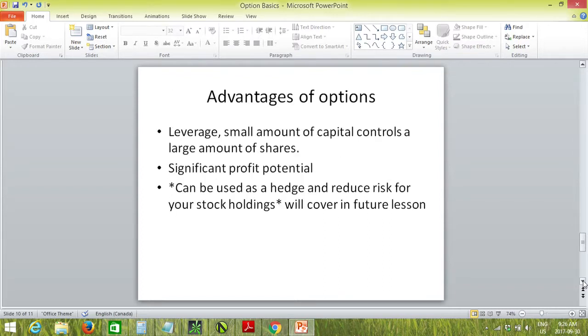Okay. So advantages of options: obviously there's leverage. Small amounts of capital control a large amount of shares. It's a lot cheaper to pay $200 for the right to purchase Apple at 155 than it is to buy the 100 shares at $155. So obviously there's significant profit potential, and they can also be used as a hedge. Again, we'll get into hedging in a later video. We're not going to concentrate so much on it now, but it can be used as a hedge.